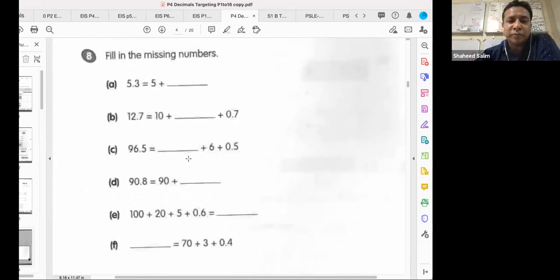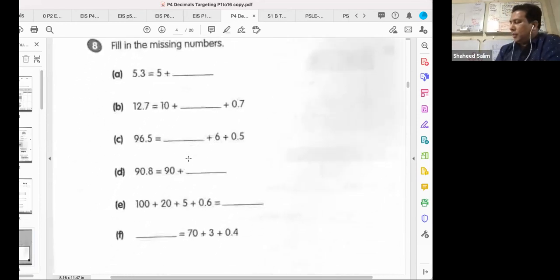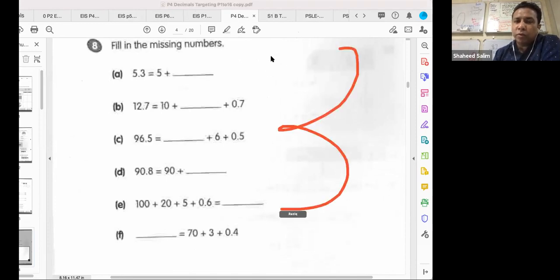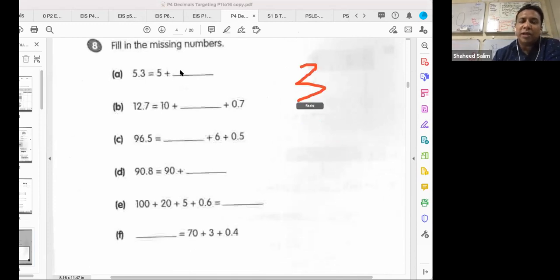You try this one. I think you are able to do it. If you can't do it, I'll show you. Maybe I'll show you the first one. The 5.3, how to do 5.3. Oh, you know. But you plus 3, you get 8, right? 5 plus 3, you get 8. So how? What is it? See, 5.3.